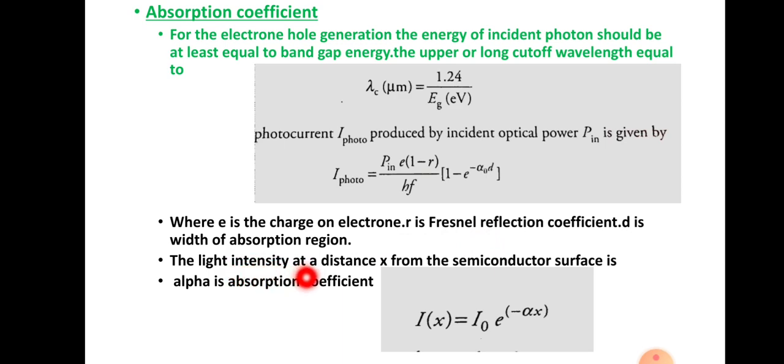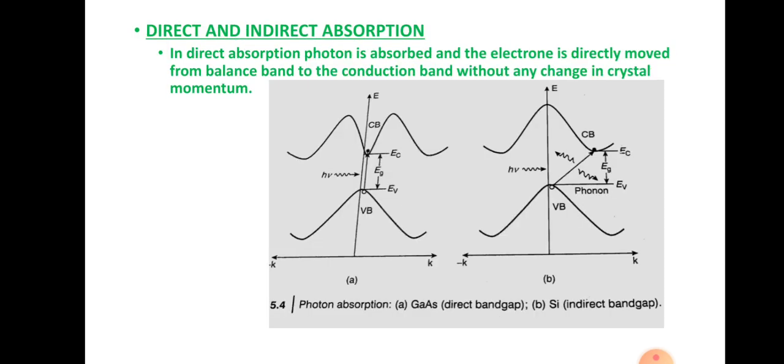And similarly, we can formulate an equation corresponding to the light intensity. The light intensity at a distance x from the semiconductor surface is given by I of x equals I0 into e raised to minus alpha x. And here alpha is the absorption coefficient. These are important equations, and they will be useful for solving problems.